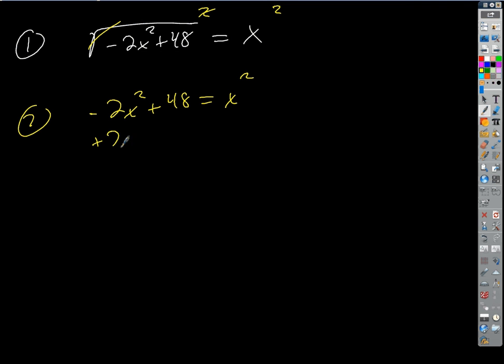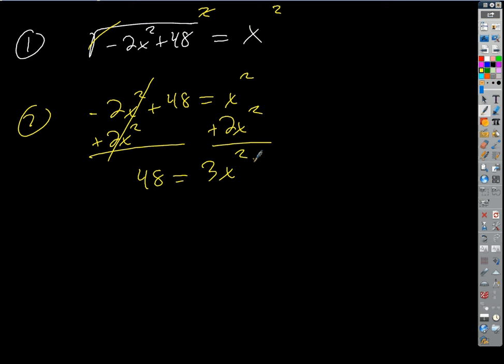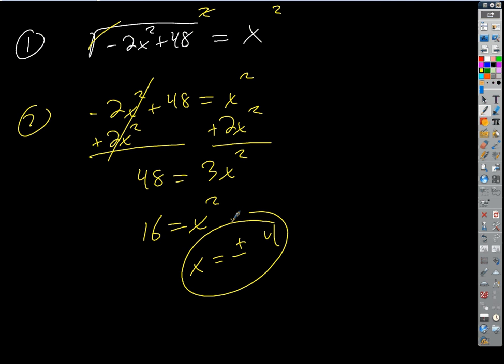So if I add 2x squared to both sides, I get 48 equals how many x squareds? 3x squareds. Okay, now what? Divide by 3, so that's going to give me 16 equals x squared. So now what? Square root. So I'm going to get x equals, but I got to do plus or minus now this time because I'm taking the square root of both sides of an equation, right? So I got to put plus or minus the square root of 16, which is 4. Okay, so those are my two solutions.